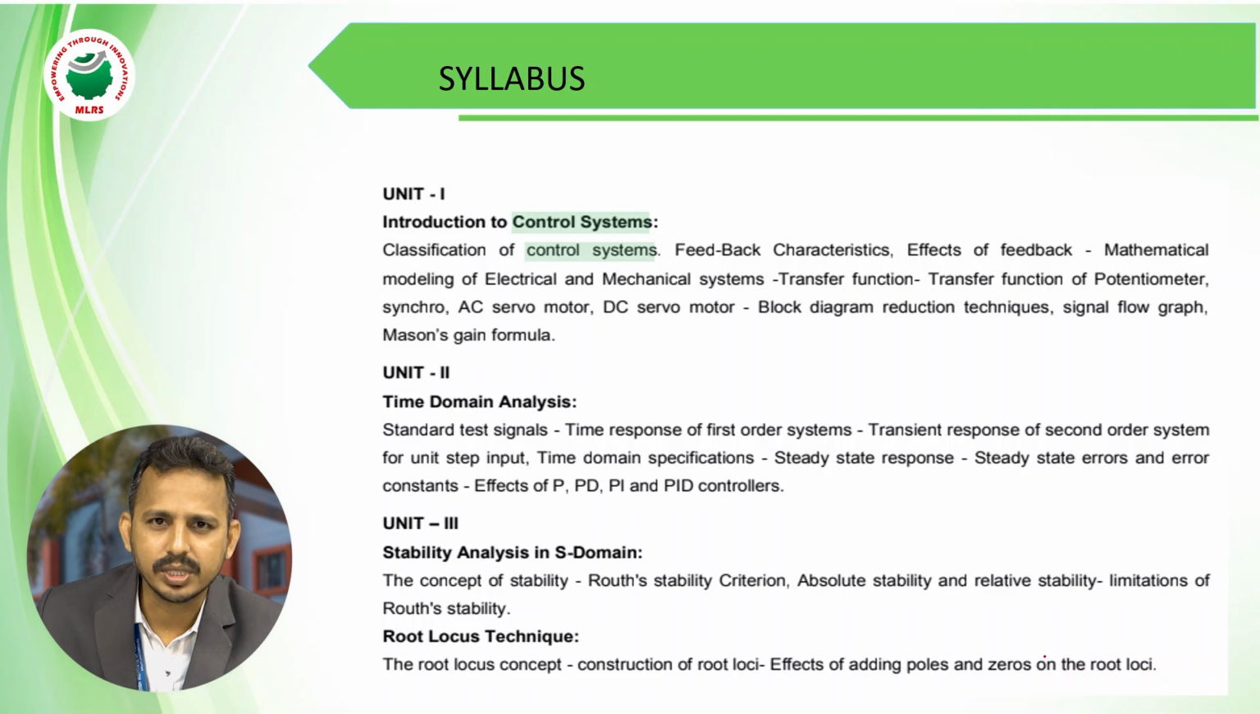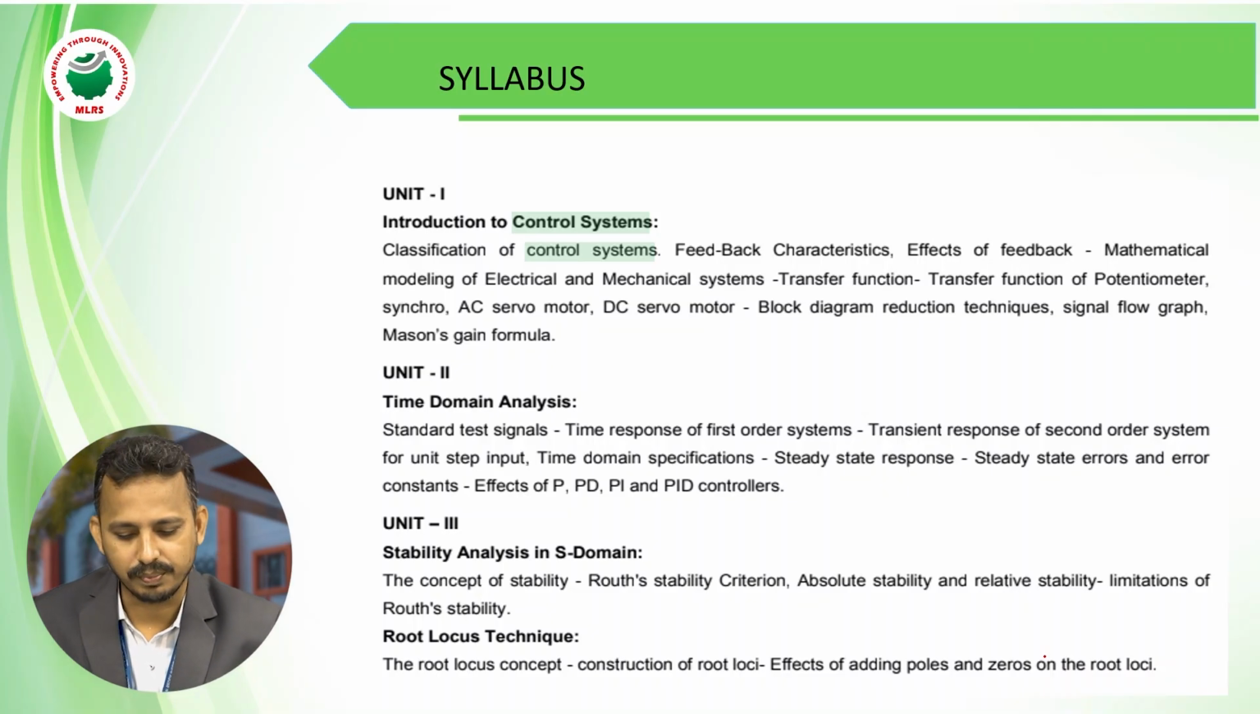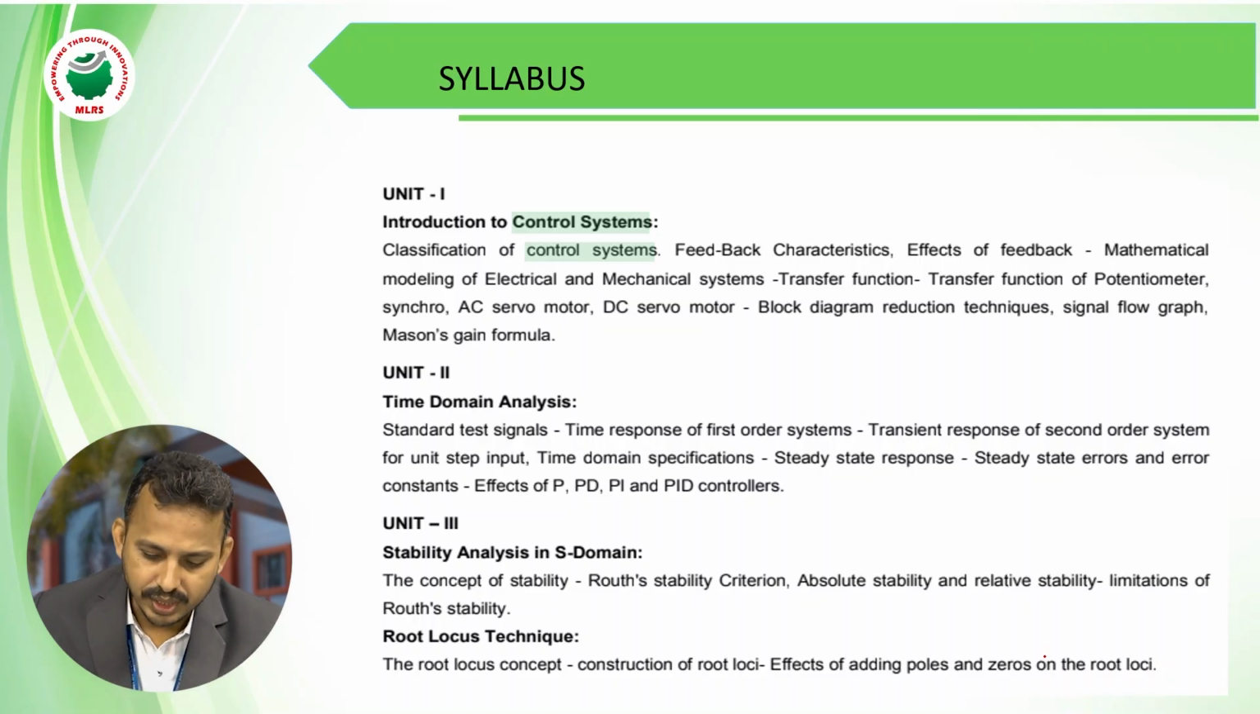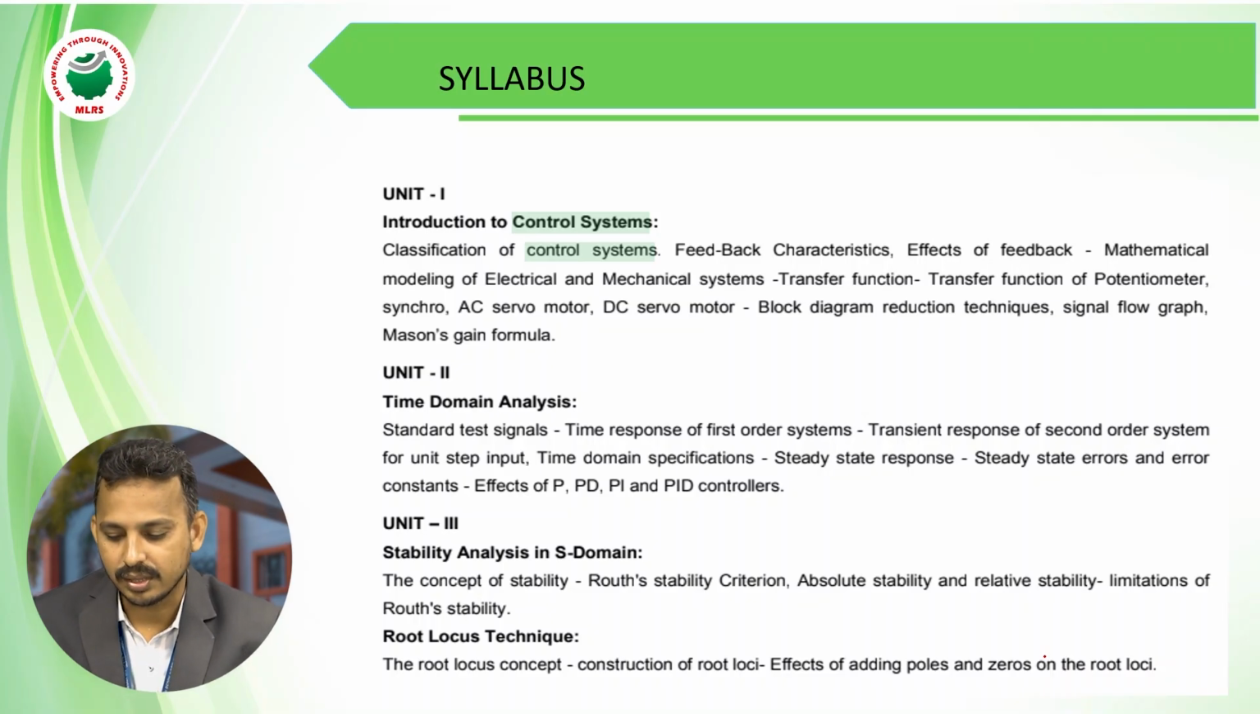This course is introduced for third year EEE, first semester. The syllabus of control system: Unit 1 is Introduction to the Control System. It consists of classification of control systems, feedback characteristics, effect of feedback, mathematical modeling of electrical and mechanical systems, and basic concept of the transfer function of a potentiometer, synchros, AC servo motor and DC servo motor, block diagram reduction techniques, and signal flow graph using Mason's gain formula.